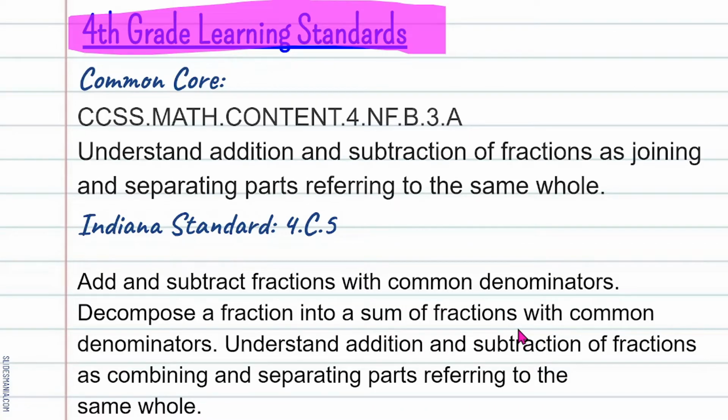Today's video I am very excited about because we are starting something new. We are going to be adding fractions. This video is going to be the teaching video of adding fractions using some models. Alright, very excited about this one.